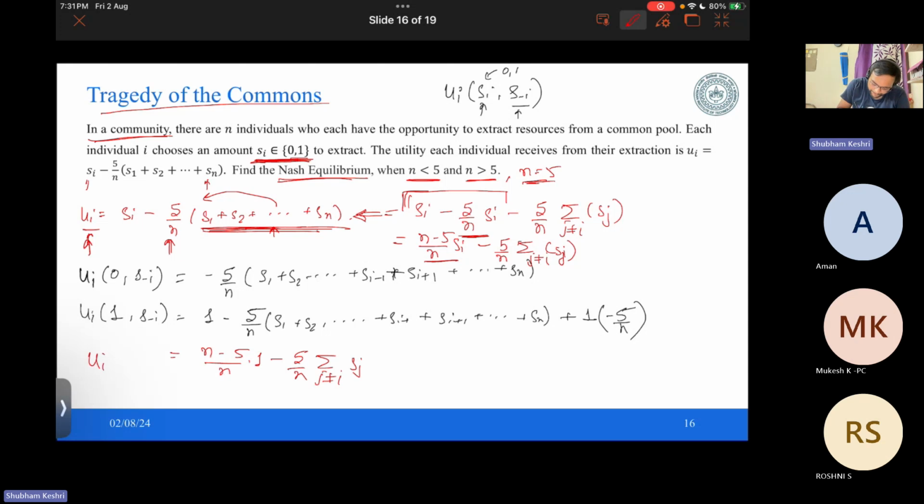So this is utility of player I when player I is playing 1 and all other players are playing S star, or sorry, S minus I. Is this clear? So these two are the utilities. This is one utility and this is the other utility. Is it clear?